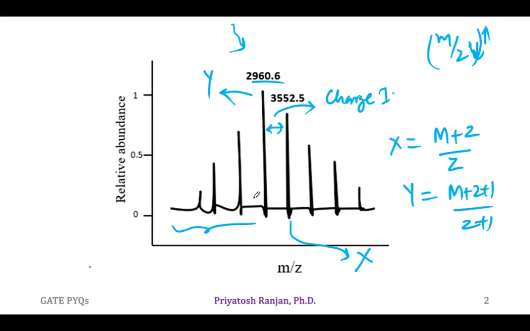So what I'm doing here is I'm just comparing these two peaks. I'm naming one of them as x, the second one as y. So x I can write as x, where the value is 3552.5.